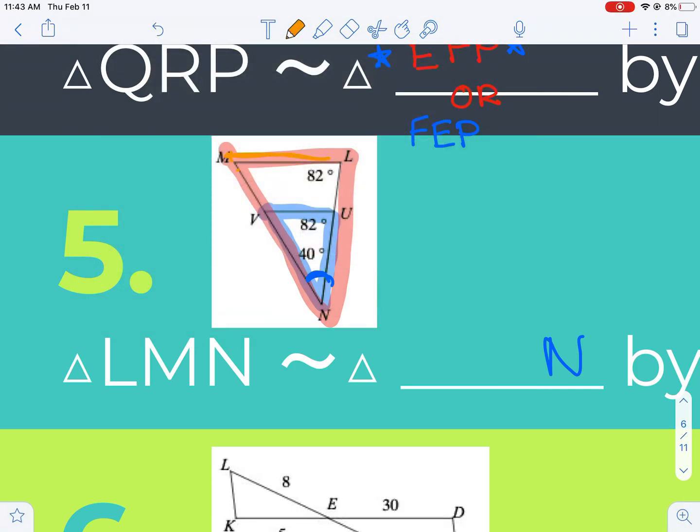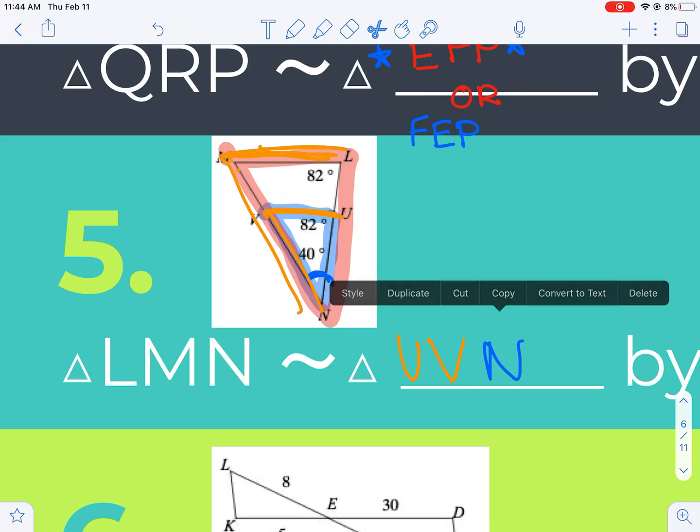This side, LN, or LM rather, corresponds to UV. And then just to make sure, MN corresponds to VN, and it does. So I can scoot that N over so it looks a little neater.